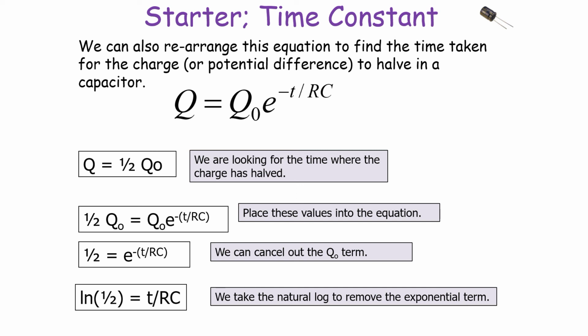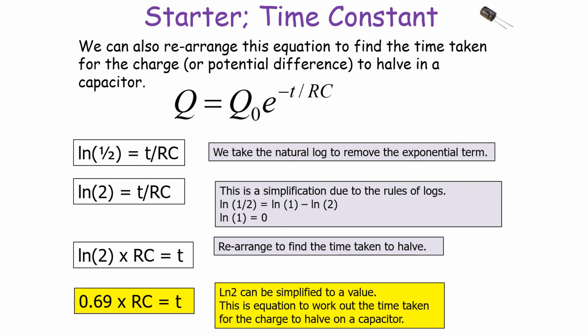So if we know Q equals a half Q0, because it's the time taken for Q0 to halve, we sub that into our equations, we calculate our Q0, we do natural log to remove the exponential term, and we get our answer to be ln 2 times RC equals t, and ln 2 is equal to 0.69. So the time taken to halve is equal to 0.69 times RC, and this is the same time it takes for the potential difference across the plate and the current in the circuit to halve.